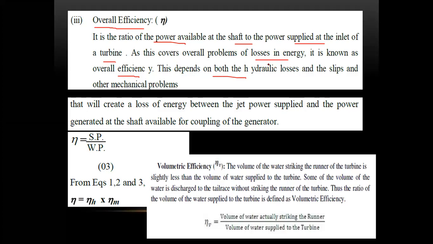This depends on the hydraulic losses and the slips of the mechanical problems. Now, if you see the overall efficiency, shaft power by water power, thereby equating equations 1, 2, and 3, the overall efficiency is equal to mechanical efficiency times hydraulic efficiency. Here η_H is the hydraulic efficiency and η_M is the mechanical efficiency.